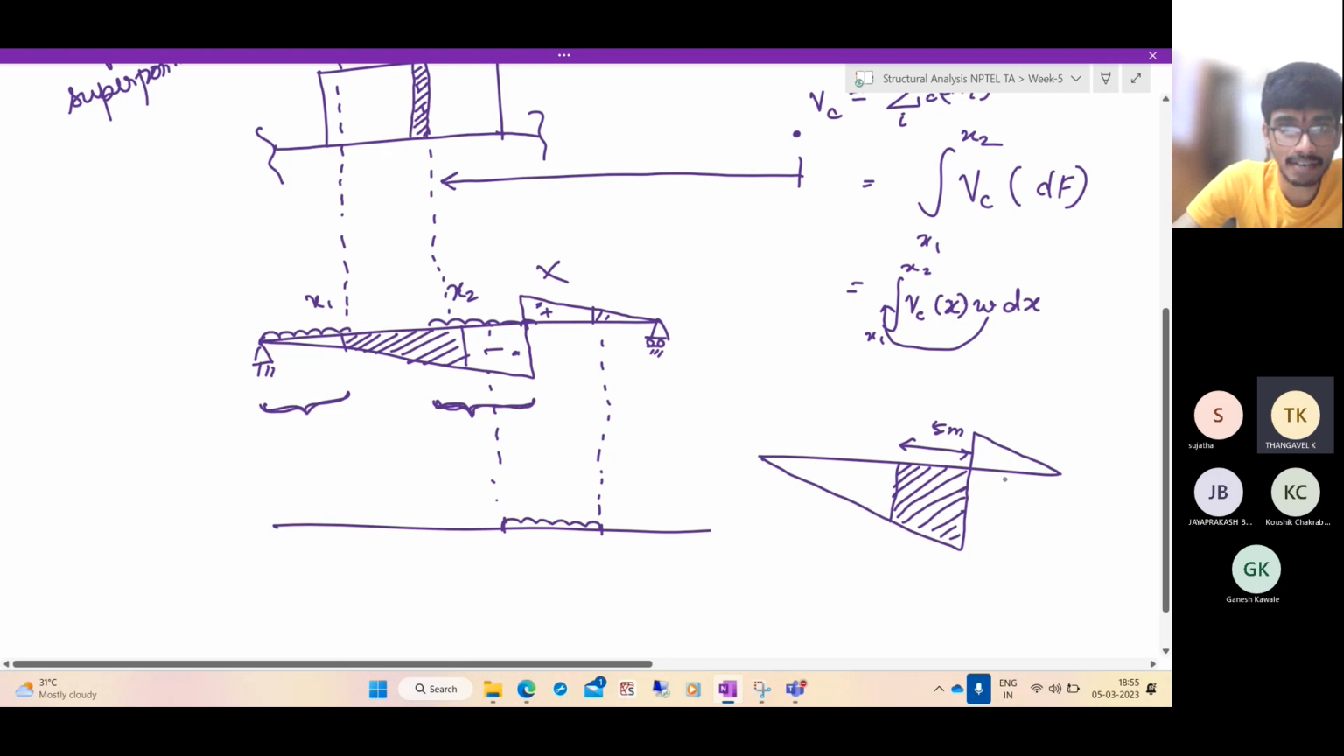Now let us find out what this is. This is 0.7, so here it is minus 0.7. Here, what will be the value? This total is 14, so this will be 9. So here the value will be 9 by 14 into 0.7, which is nothing but 0.45.